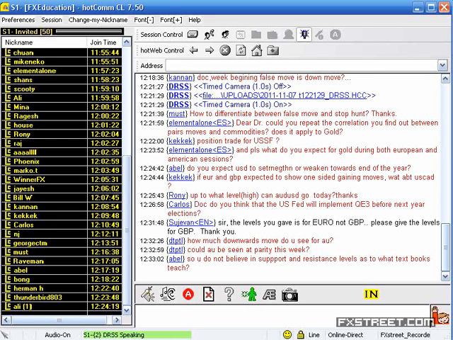Then Kanan asks, weak beginning false move is down move? Yes, they are doing a downward move as a weak beginning false move now. Then another question: how to differentiate between a false move and the stop one?